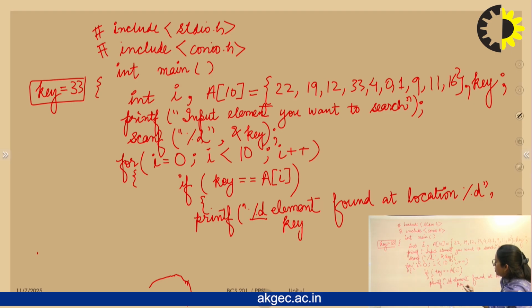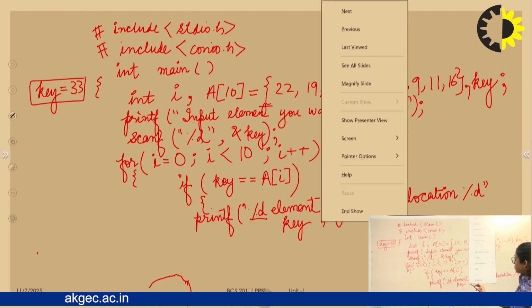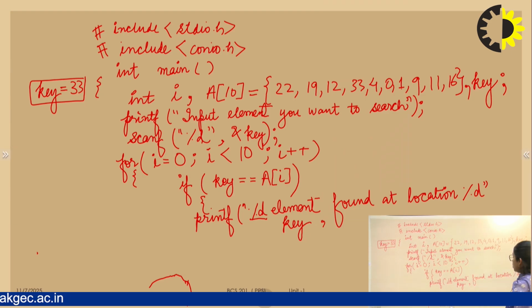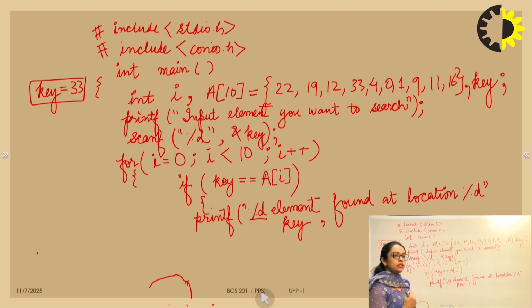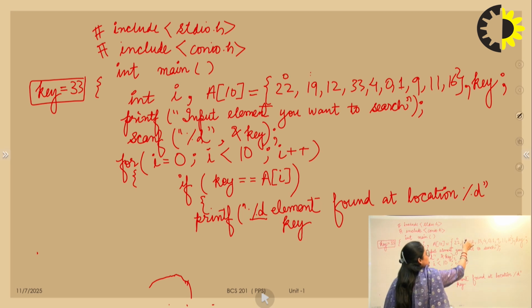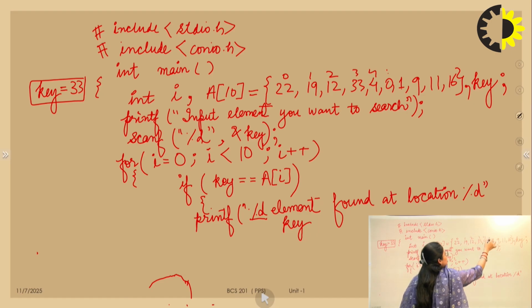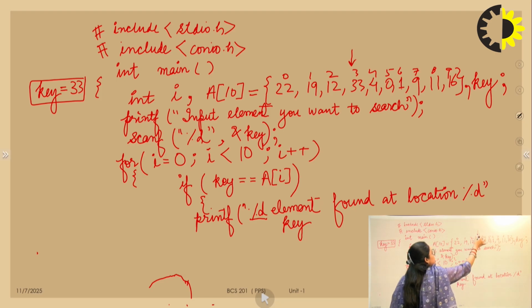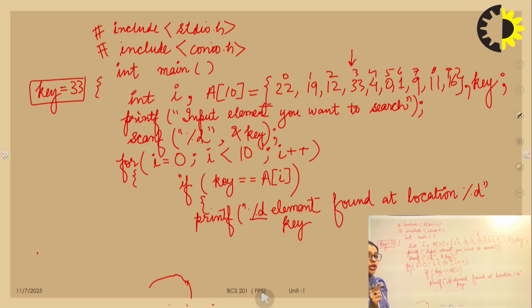Yes, the element you want to search that you have stored in the key variable is found at location, and for location we have to write the value of index plus 1. If your element 33 is at what location? 1, 2, 3, 4, 5, 6, 7, 8 and 9. 33 is at index number 3 and location is going to be index value plus 1.